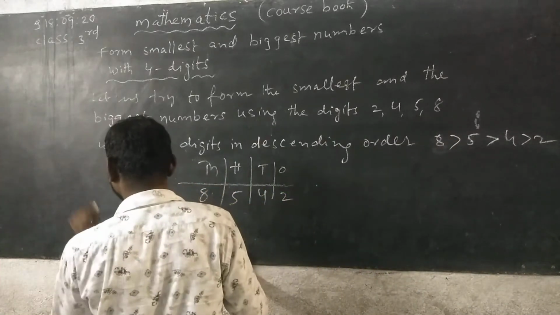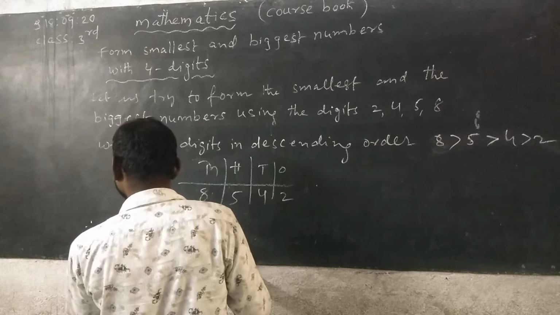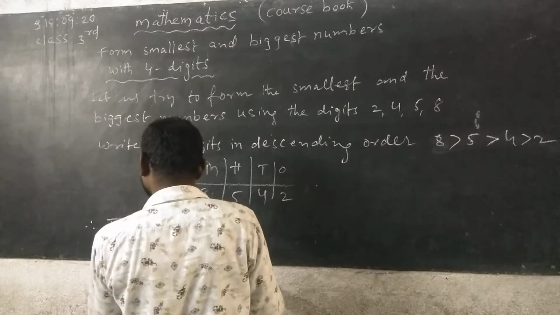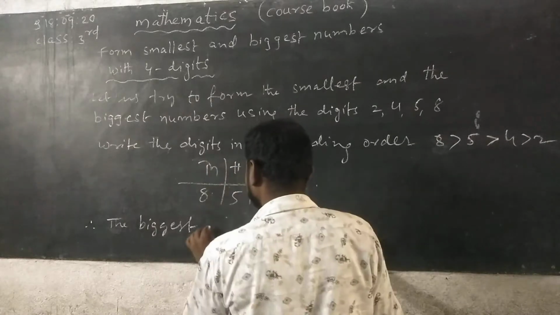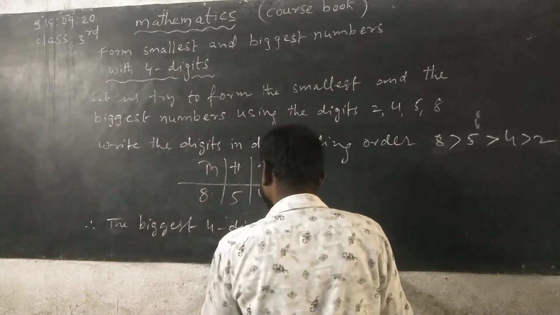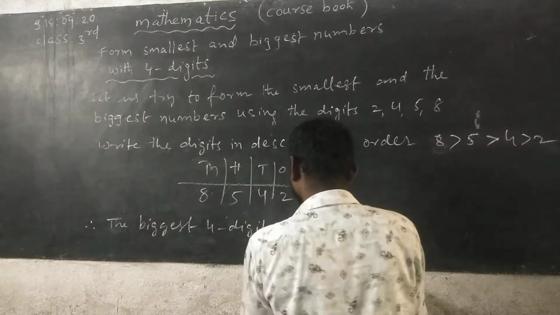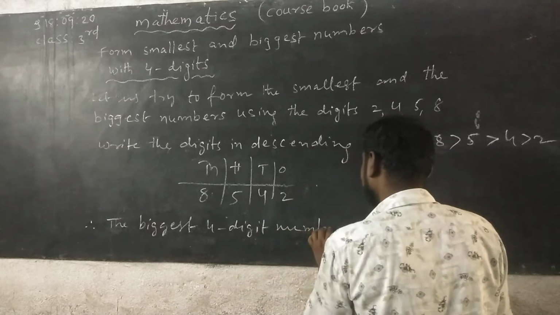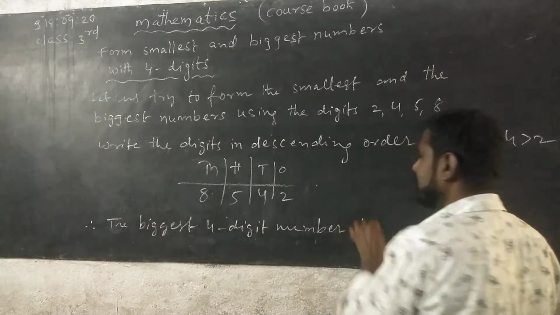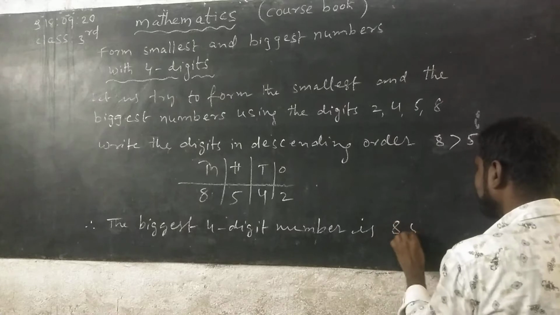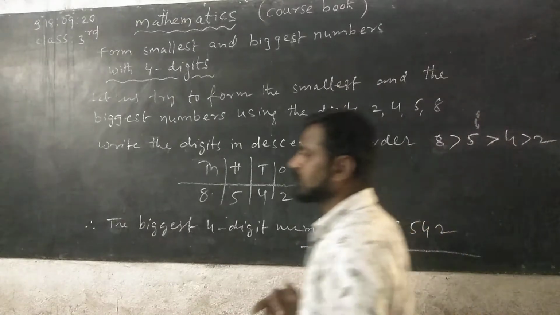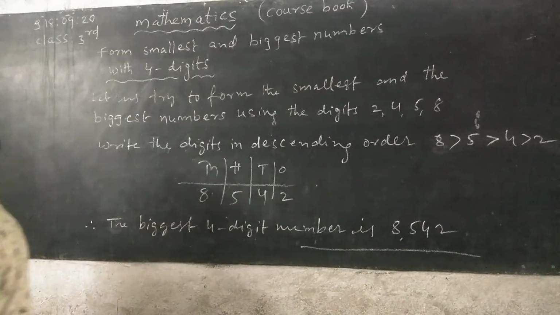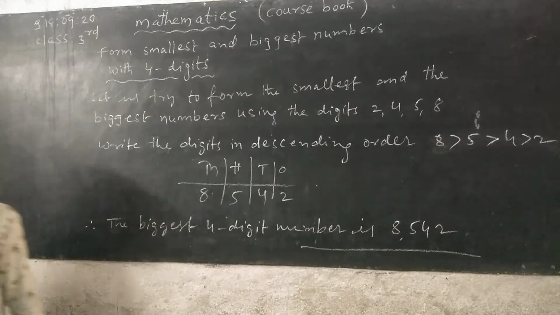Therefore the biggest 4-digit number is 8542 by using the given digits 2, 4, 5, 8.